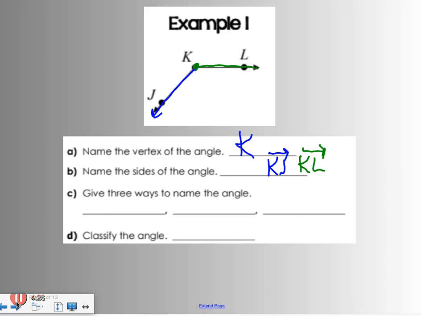Give 3 ways to name the angle. What's one way? Angle K. Angle K. Agreed. What else? Angle JKL. JKL. What's my last one? LKJ. Yeah. And how would you classify that? Obtuse. Obtuse.